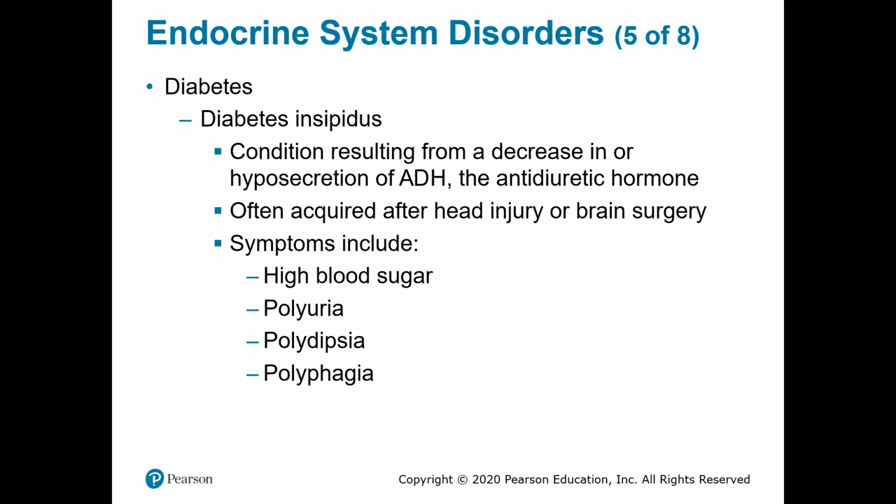On textbook page 551, bottom right corner, you'll see we start talking about diabetes insipidus. This is a condition resulting from a decrease in, or hyposecretion, which means too low of a secretion, of that antidiuretic hormone, or ADH. This is often acquired after a head injury or brain surgery. Symptoms include polyuria, which is frequent urination, polydipsia, which is excessive thirst, and polyphagia, which is extreme hunger.